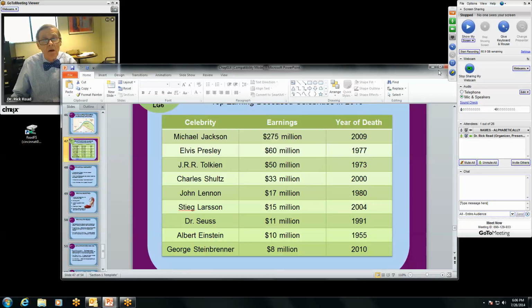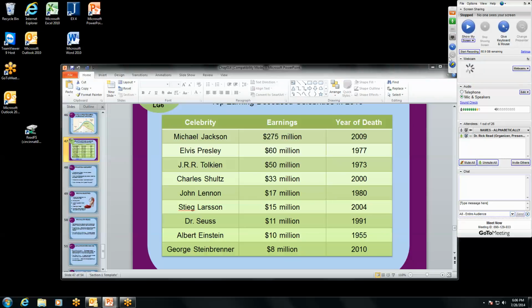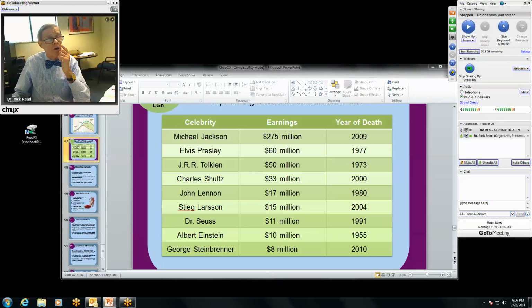Oh, this is just talking about people still earning money after they've left Earth. That's not something we want to talk about too much.